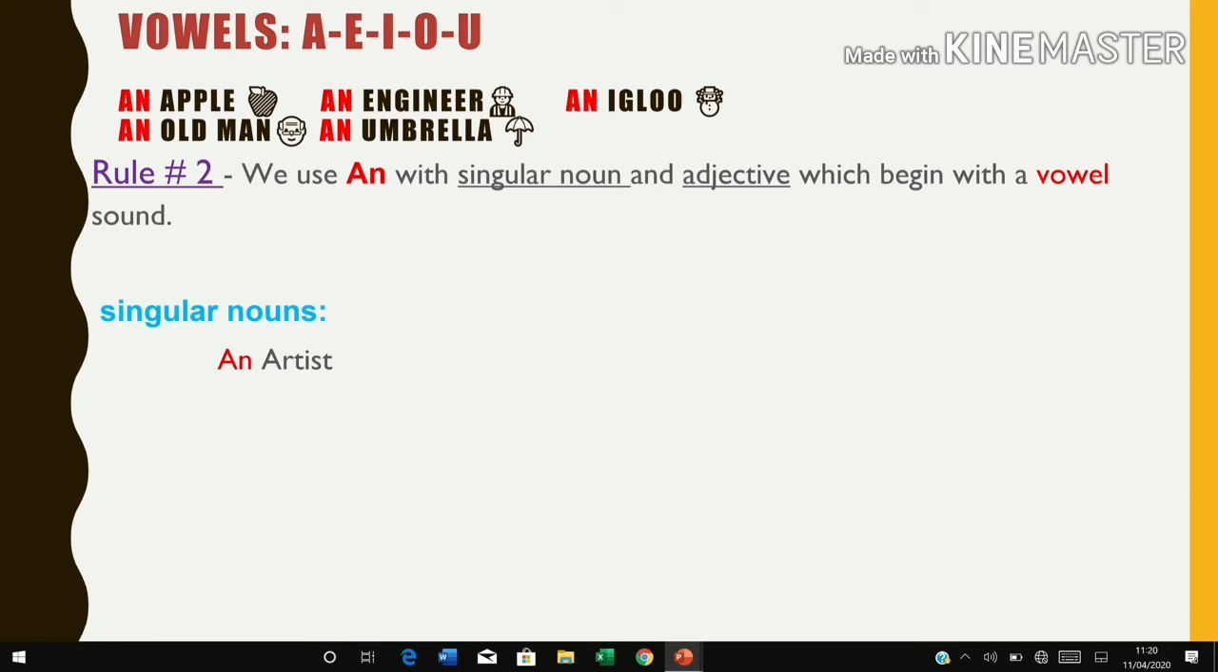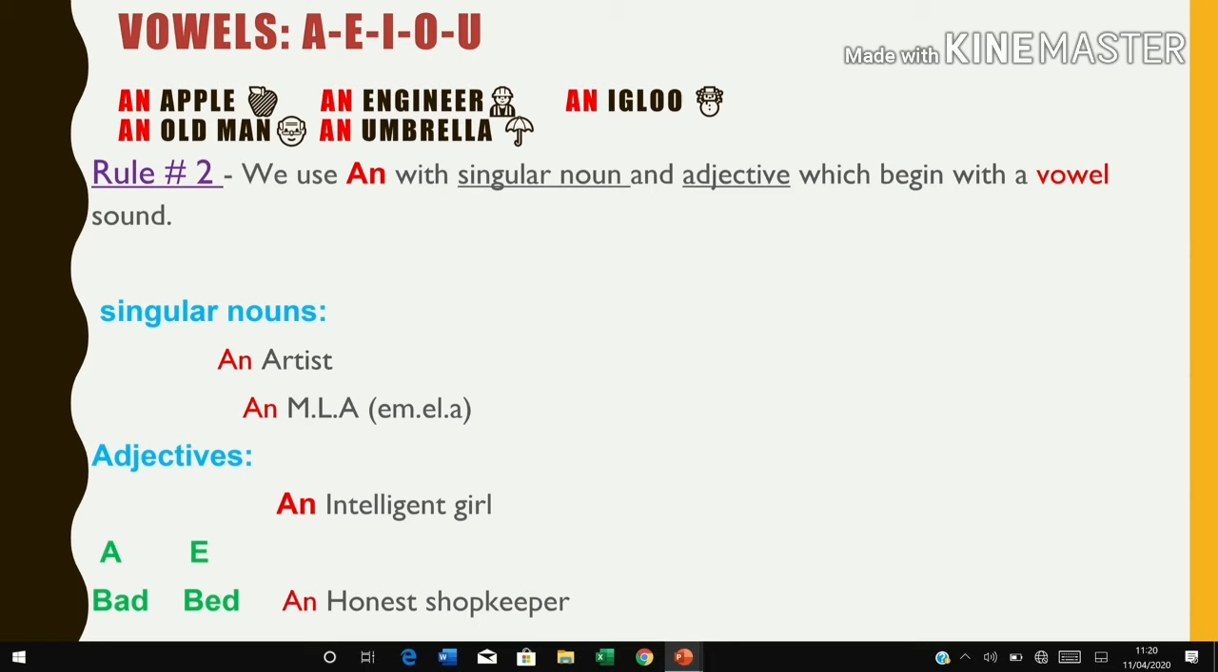So these are the sounds of the vowels which begin with a vowel letter. Here the rule says we have to use an before the vowel sound. In natural speech, we don't say a, we say an. So we should use an, the second element of our articles, before the singular noun and adjectives that begin with a vowel sound. Look at this example here.